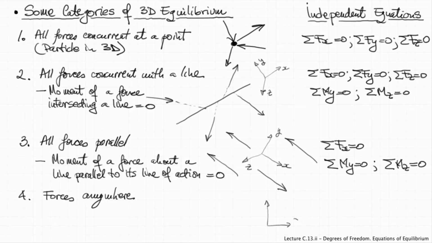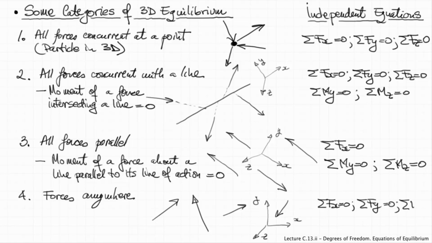Finally, the last case is forces anywhere. So meaning the forces can act in any direction and, as I said, anywhere. So this is really the most general case, and hence in this case we have no choice but to write all the 6 equations and solve for all 6 unknowns.